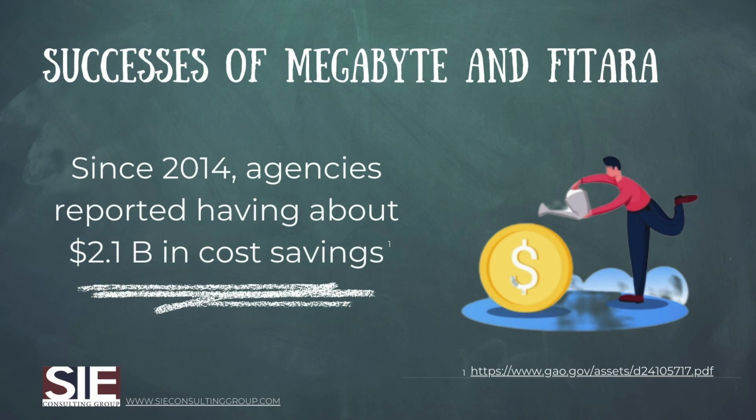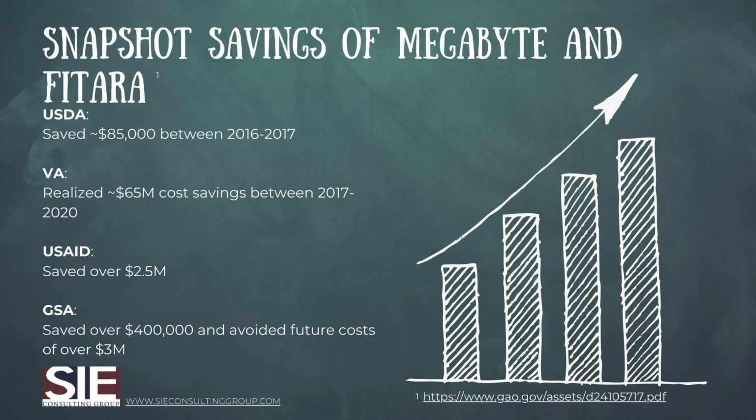So you can see it was successful. In fact, since 2014, when FITARA passed, there's been over $2.1 billion in cost savings reported through initiatives related to FITARA and Megabyte. We can look at a few additional snapshots of where those cost savings occurred. We have a couple of examples on this slide, including USDA, VA, USAID, and GSA. And it isn't just about cost savings, it's also about efficiency, collaboration, bringing the program together.